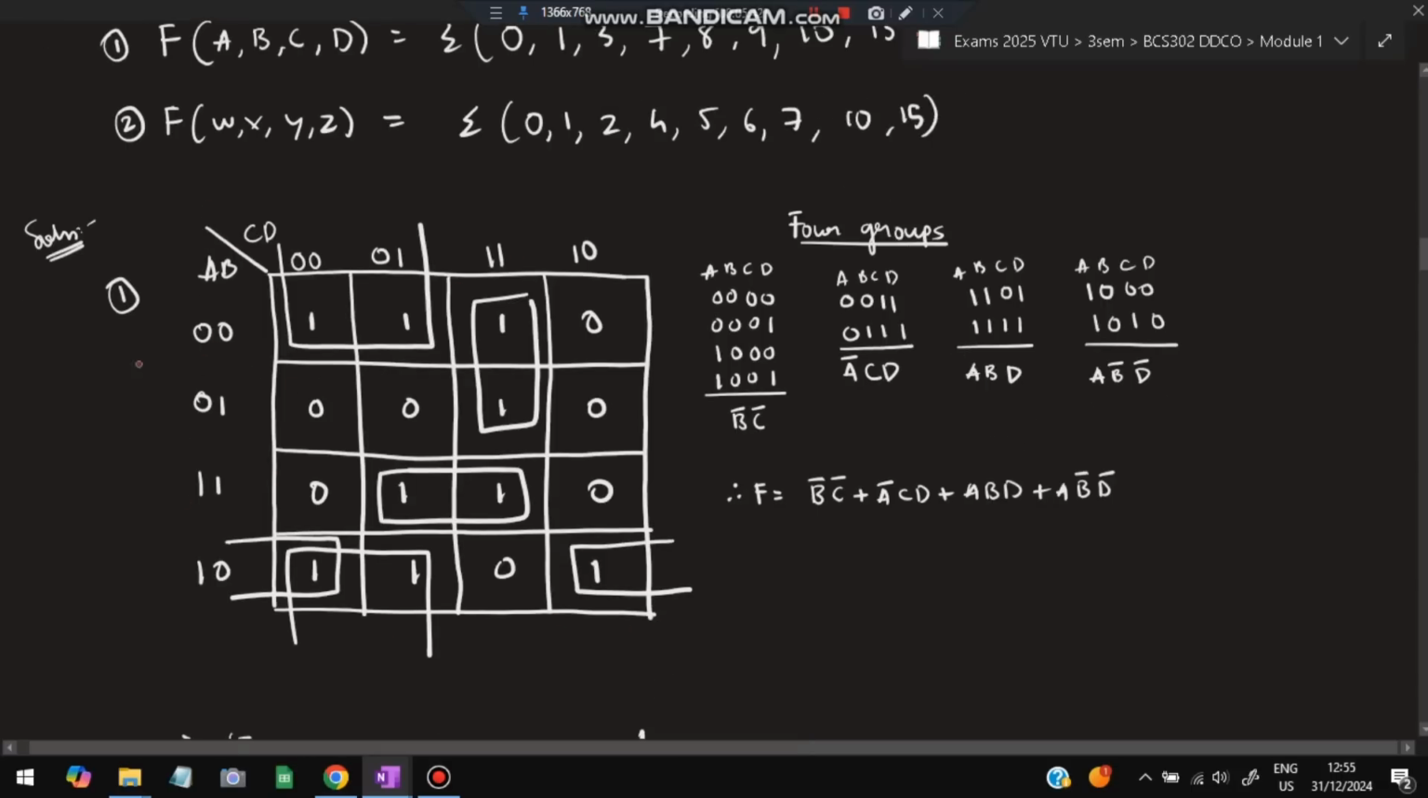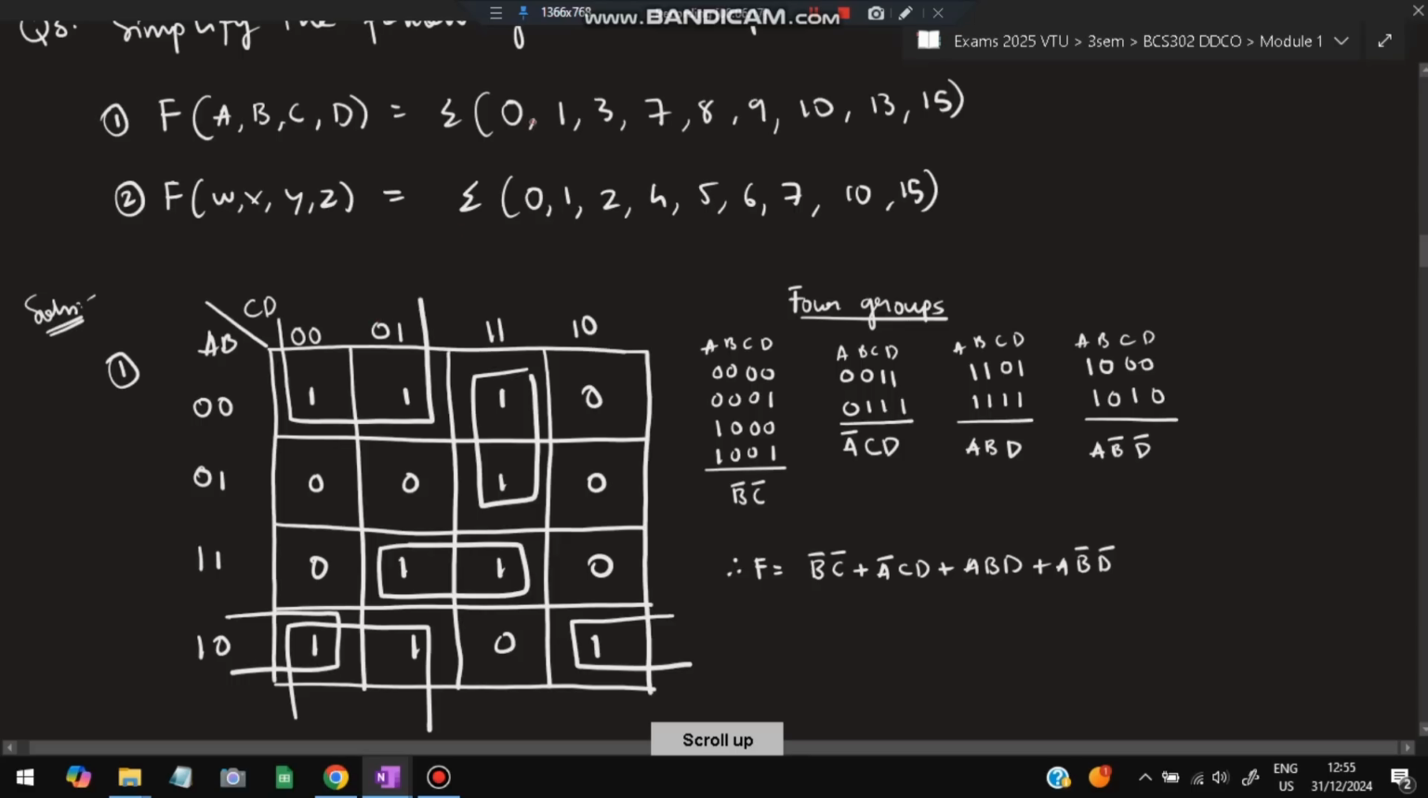After you have drawn a 2D table, you'll be writing here 0 0, 0 1, 1 1, 1 0. Here you observe carefully, after 0 1 you have to write 1 1, not 1 0, because this is Gray code. Gray code means only one digit should change. In these two numbers only this digit has changed, and in these two numbers also only one digit should change. If you write 1 0 after 0 1, we'll be changing two digits: 0 will turn 1, 1 will turn 0. That is not valid. So only one digit should change. So this also will be 0 0, 0 1, 1 1 and 1 0.